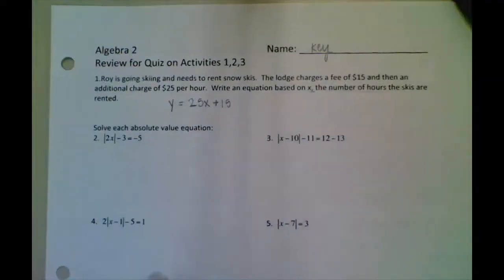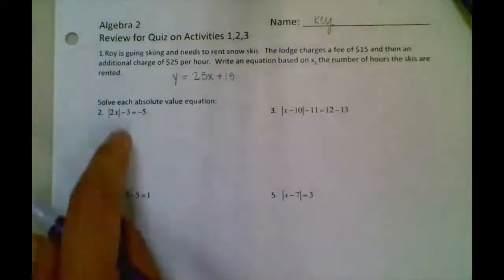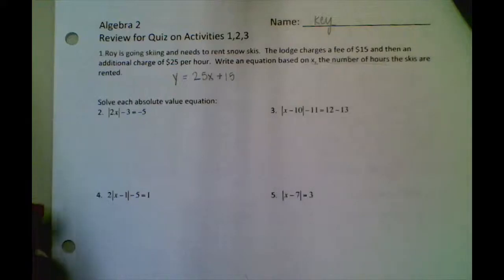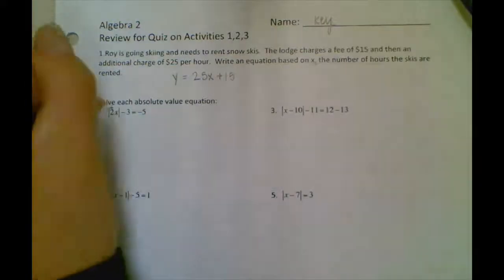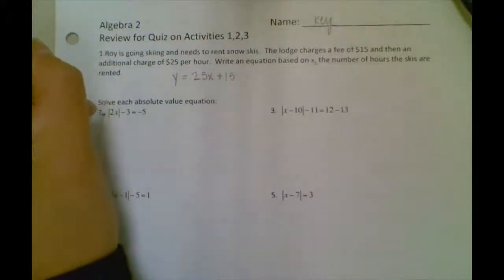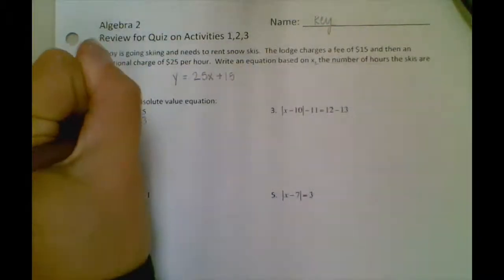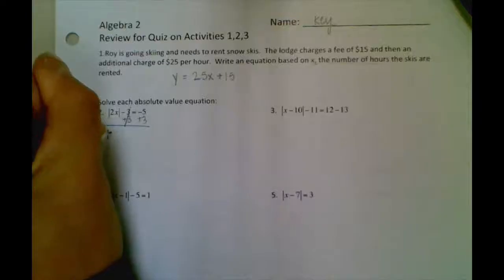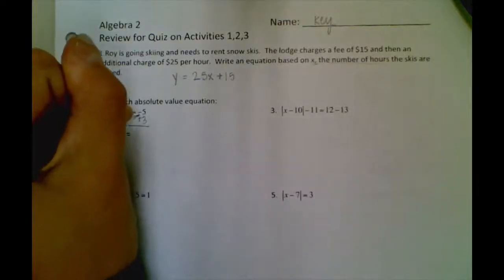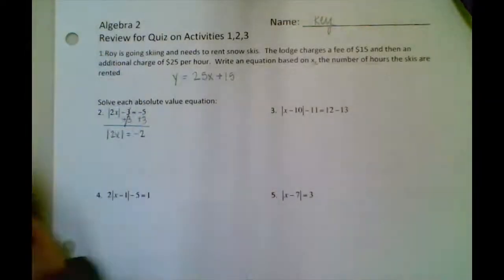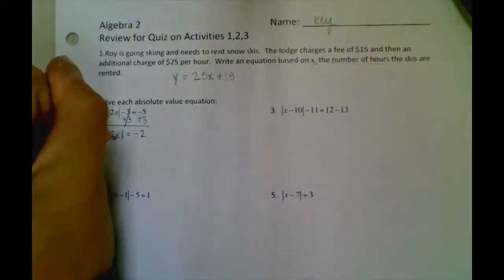Okay? Alrighty, so now we're going to practice solving absolute value equations. So remember, I first have to get the absolute value, this piece, by itself first. So I'm going to add 3 to both sides. And I get the absolute value of 2x equals, what is that, -2? Use your calculator if you're unsure.